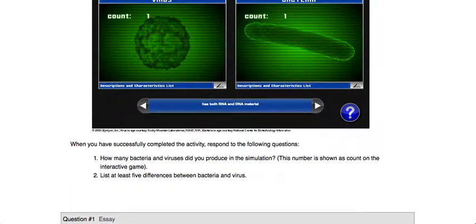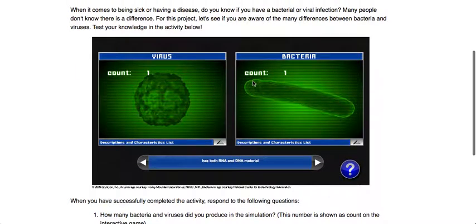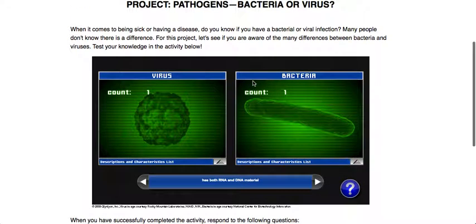Okay. So what is this project asking for you? The project is actually asking you to play the game. Okay. When you become sick or have a disease, how do you know if you have a bacterial or a viral infection? And many times it's the responsibility of the doctor that you go to find that out. But you can generally tell from a symptomatic standpoint whether you're infected with a virus or a bacteria.